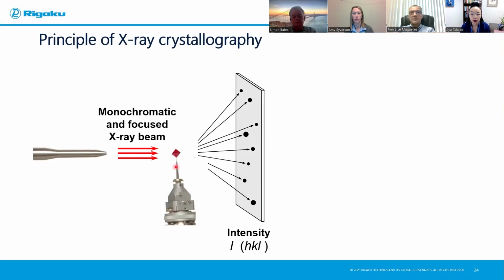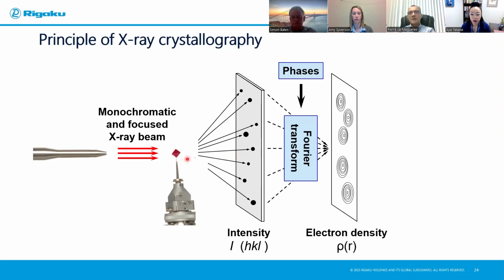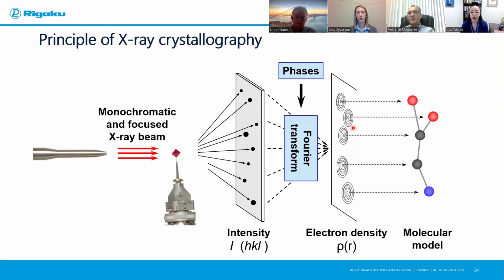And then we rotate that crystal in the beam. Instead of moving the detector around the crystal, we actually rotate the crystal in the beam to gather all the reflections that are coming out of the crystal. So we put all this information into mathematical calculations, called a Fourier transform, and we get back a so-called electron density map. And the maxima on this electron density map give you a molecular model of your compound.